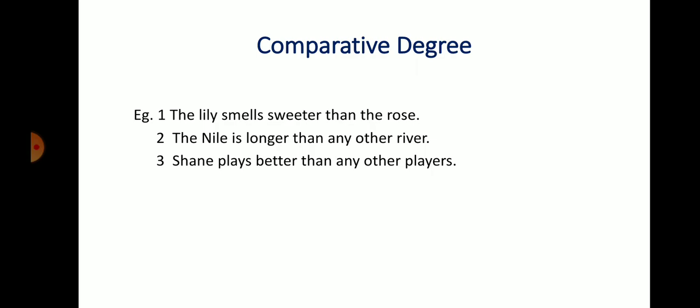Nile is longer than any other river. So we are comparing two rivers. Nile also is a river. So we are comparing the Nile to other rivers. Though we have given a name to one river, the other one is also the same. It's coming under the same category, or you can say the same sect. So Nile also is a river, and the other river is also a river only.